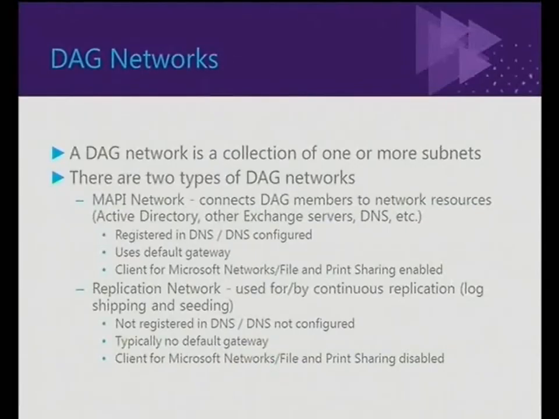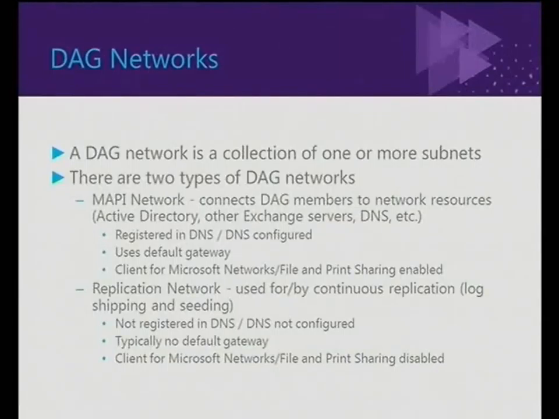And there are 2 types of DAG networks. One is called a MAPI network. The other is called a replication network. We chose those names because we wanted them to be pretty self-explanatory. The MAPI network, as you might imagine, is the network over which, for example, MAPI traffic occurs. So traffic from a hub transport server to a mailbox server, traffic from a client access server to a mailbox server, and so forth. Client traffic, if you will. The MAPI network also talks to things like Active Directory and DNS. It's part of your general corporate networking infrastructure.